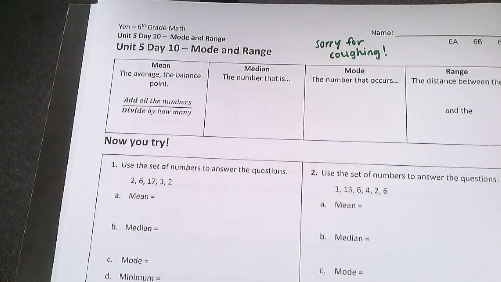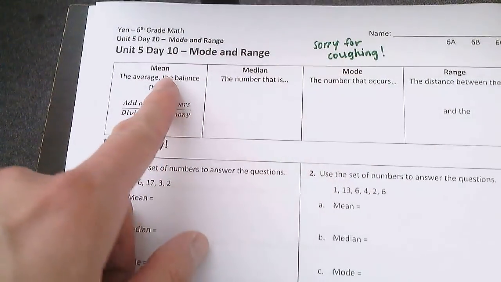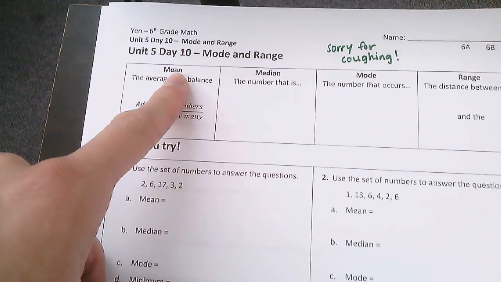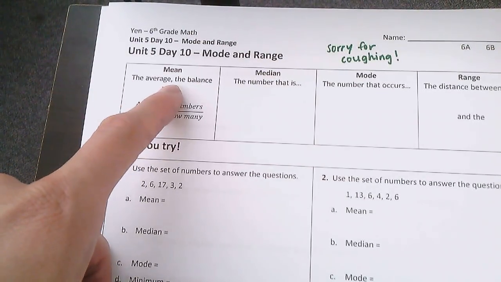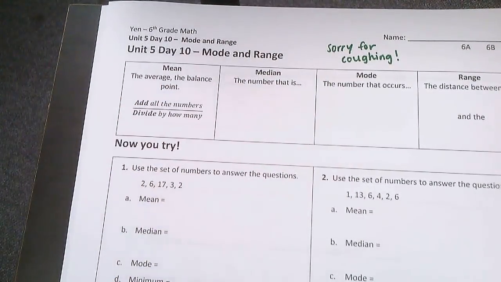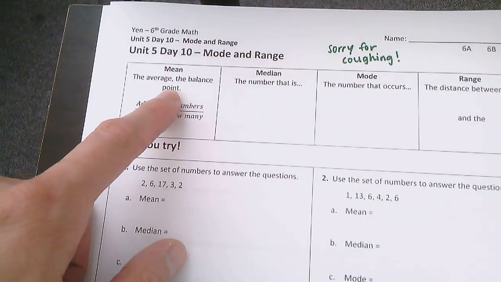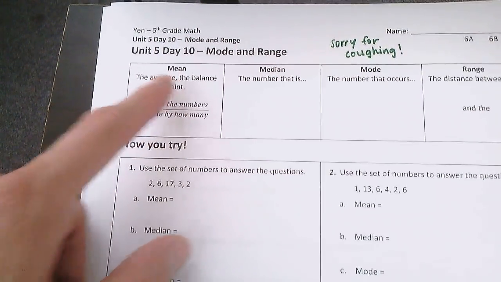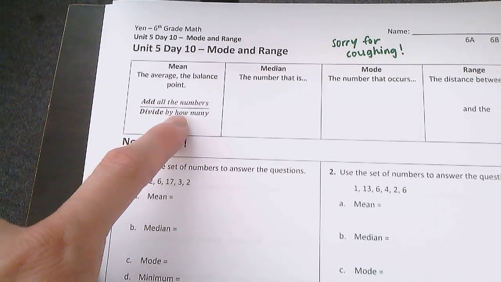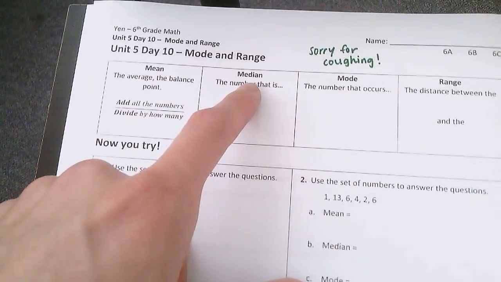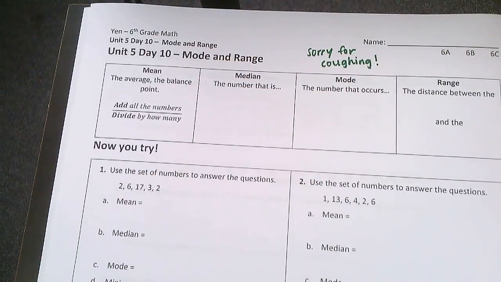Let's take a look at some of the terms that we've already learned. The mean of the set of numbers is like the average. Or you can think of it also as the balancing point, right? So if you put all the numbers on a ruler, where would the balancing point be? That's the mean. And we find the mean by adding up all the numbers and then dividing by how many numbers there were.